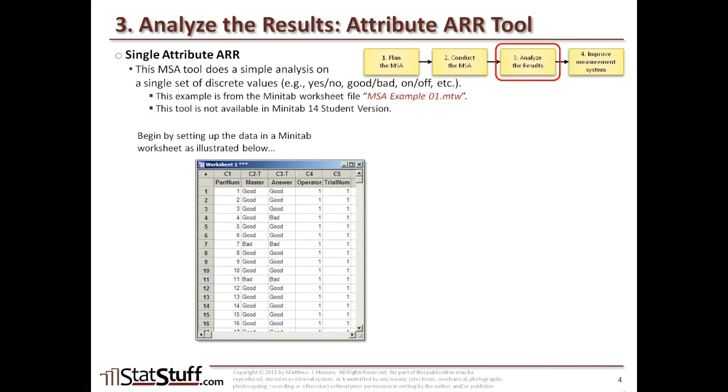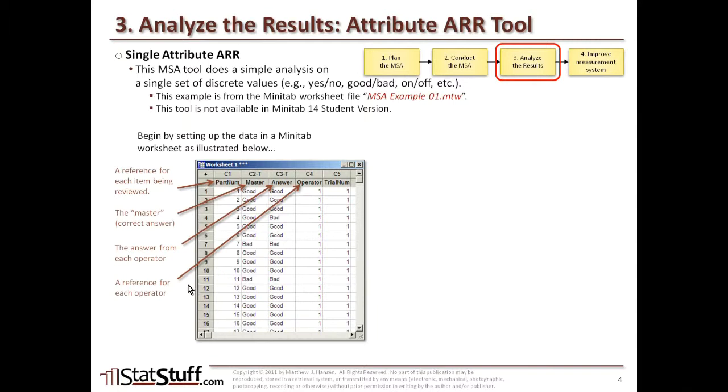So for this example, you'd set up your data similar to this example that's here within Minitab itself. First, you have a reference for each item that's being reviewed, what we've called part number here. Next you want a column representing the master, or your correct answer, what you're expecting your answer to be. And then you also have the actual answer given by each operator, because that's what's being compared to the master itself.